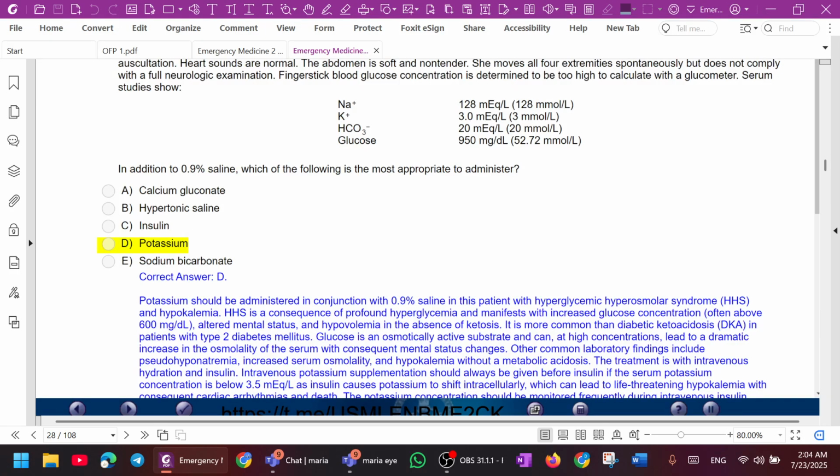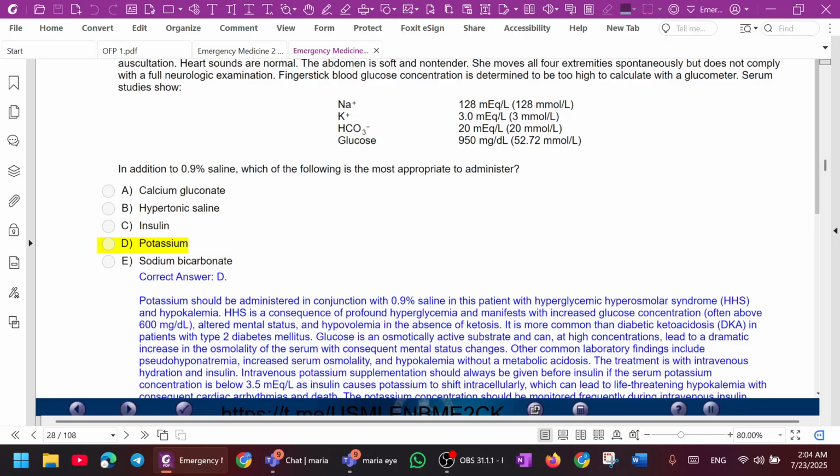The treatment is IV hydration and insulin. IV potassium supplementation should always be given before insulin if the serum potassium concentration is below 3.5, as insulin causes potassium to shift into the cells, which can lead to hypokalemia with subsequent cardiac arrhythmias. The potassium concentration should be monitored during IV insulin administration and should be repleted when it falls below 3.5.